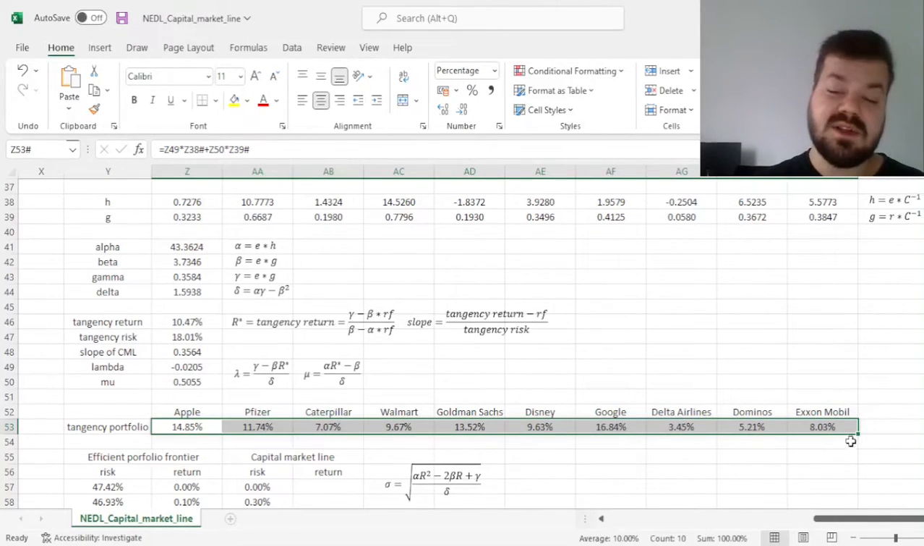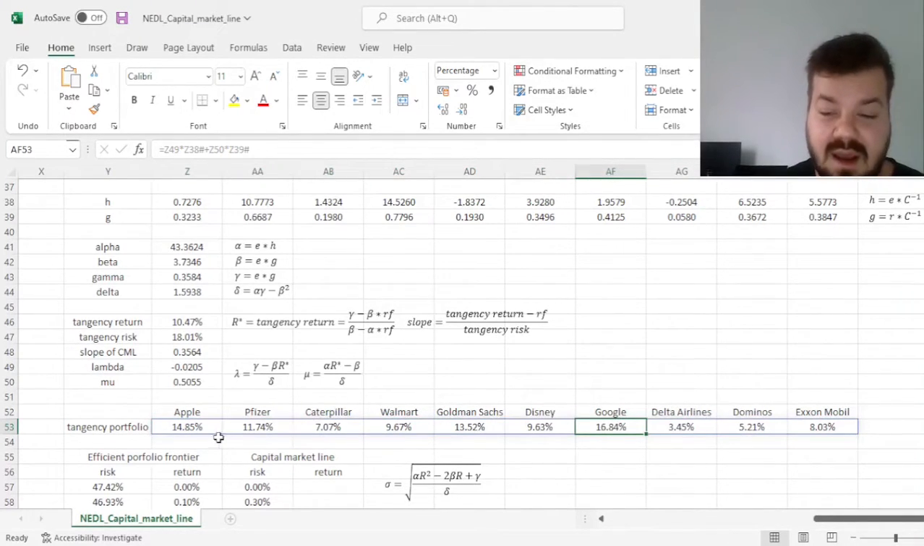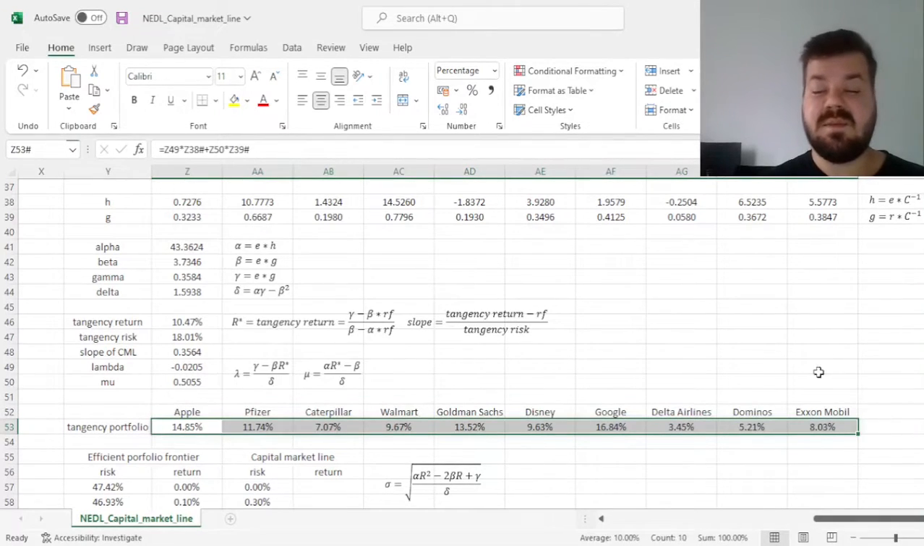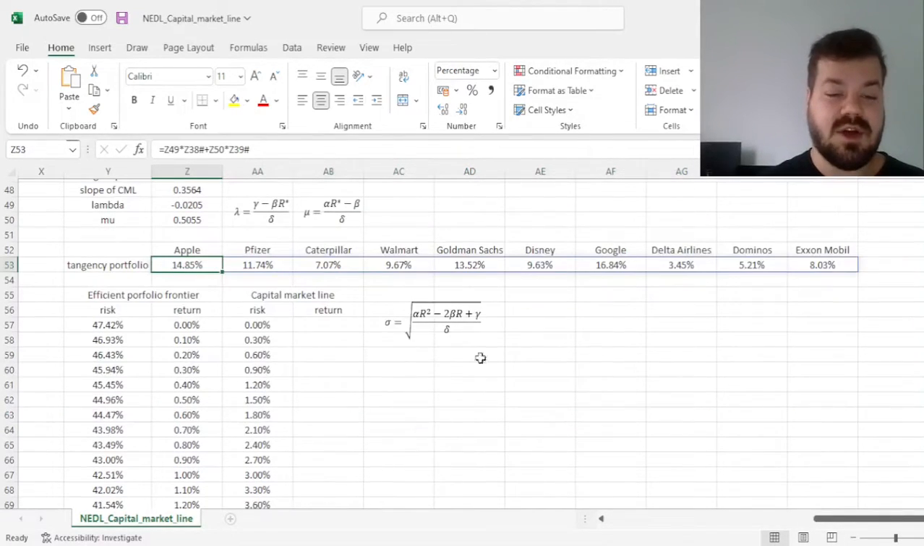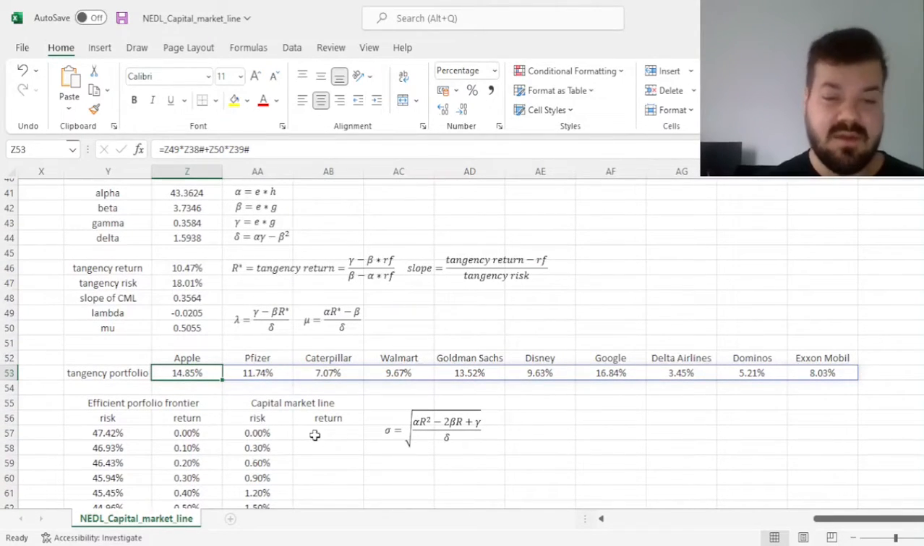And it has positive and quite reasonable allocations into every single one of our stocks, with the highest allocations being Google and Apple. Goldman Sachs is a close third, the lowest allocation being Delta Airlines. All of them are positive, and this is a portfolio that many investors would consider reasonable to invest in. And now we can actually calculate our capital market line and see where the tangency is achieved, even visually.